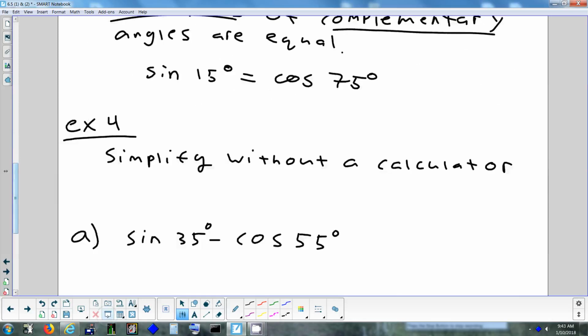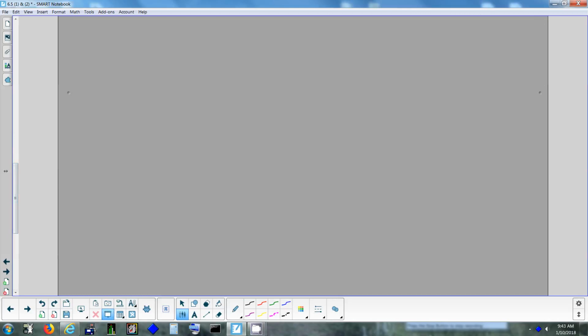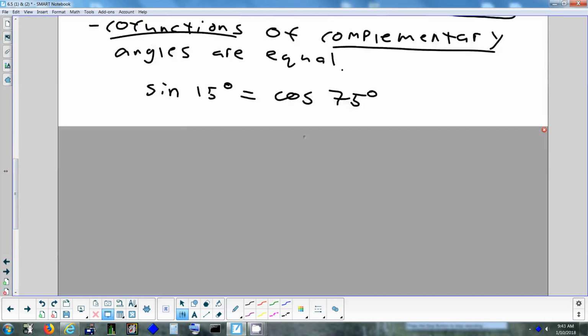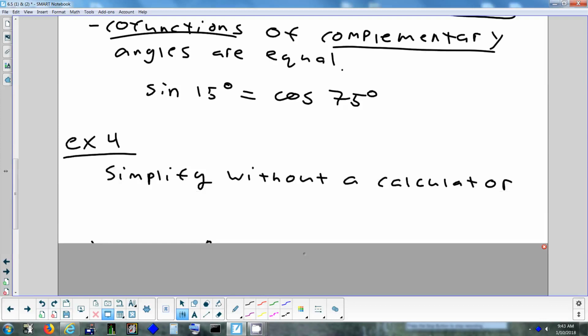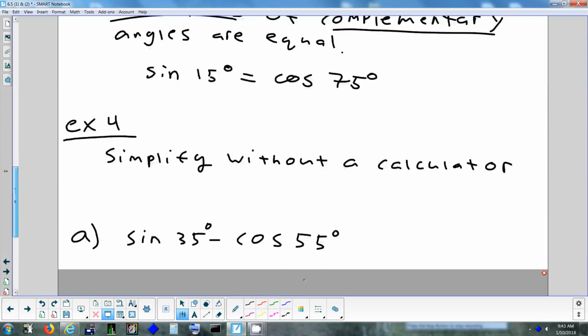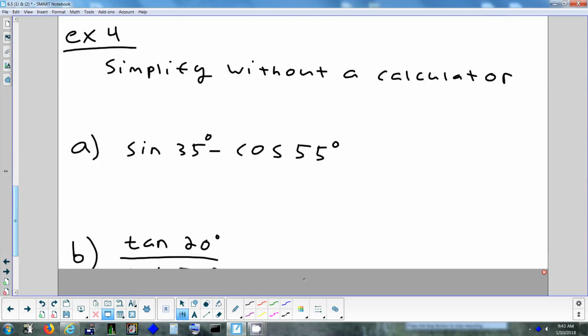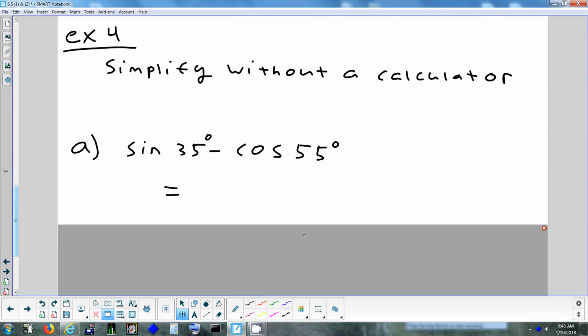Okay, so let's see where you might use that. Now, he told me that the sine of 15 is the same as the cosine of 75. I still don't know what the sine of 15 is. And I still don't know what the cosine of 75 is. But I know they're the same. I have the sine of 35 minus the cosine of 55. What would that come out to?